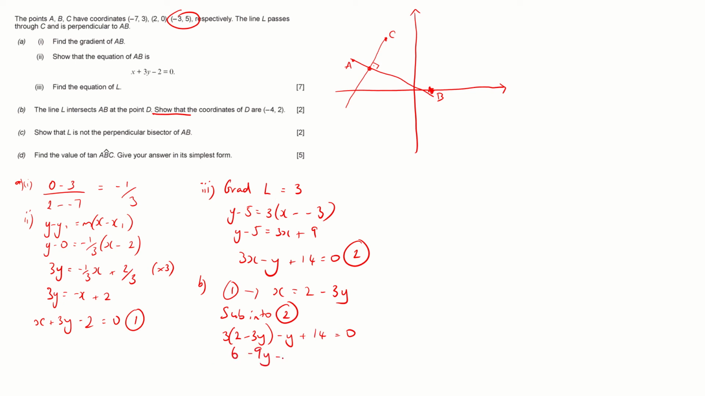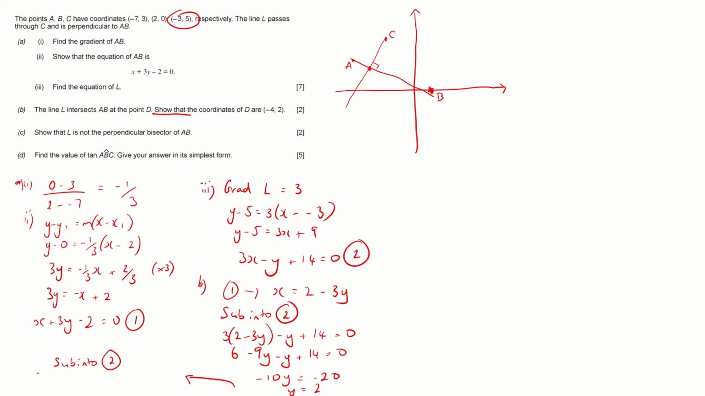Minus 9y minus y plus 14 equals 0. Minus 10y equals minus 20, so we'll get y equals 2, which is the coordinate in the question. Then I'm just going to go over here. We never do that really in an exam, just to save space on this slide. I'm just going to sub that back into one of the equations. Let's go for equation number 2.